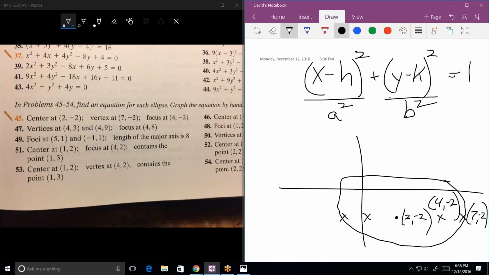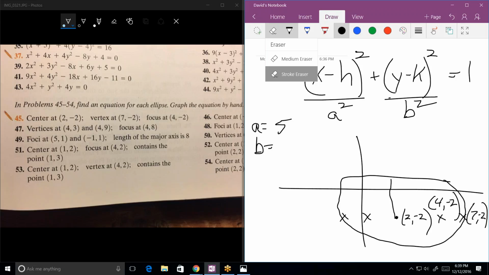So we have our center, we have our foci, we have our vertex, which is a measurement of A. From the picture I've drawn, what is A? A being the distance from the center to the vertex, that would be 5, right? How about B? We don't know B yet. They haven't given us B, so we have to calculate B.